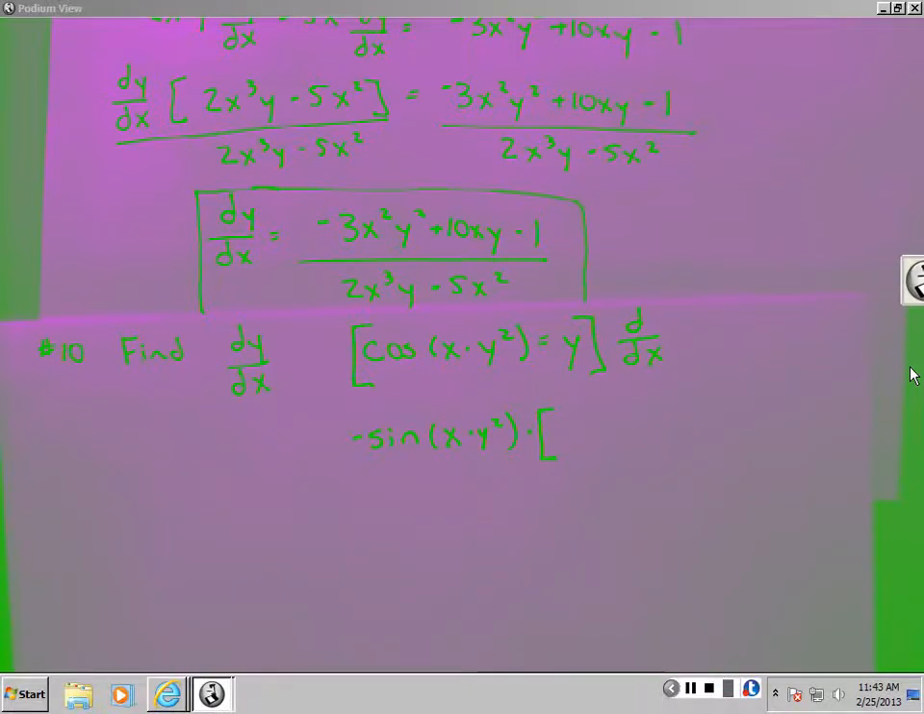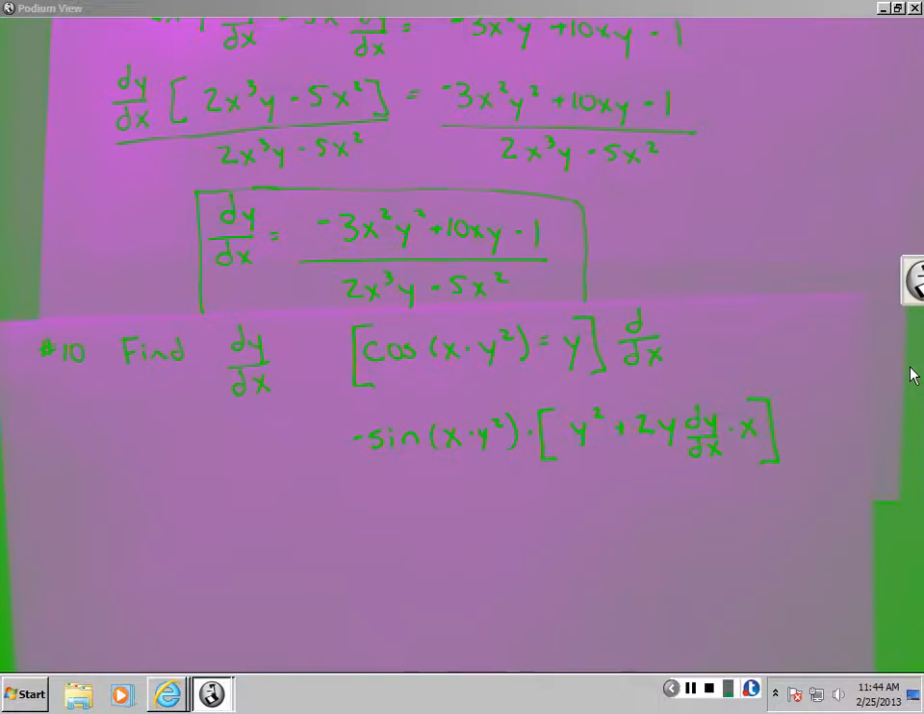Y is 2y divided. Okay, so I heard y squared plus 2y dy dx. What am I missing? Dx, right? So the derivative of the outside evaluated at the inside times the derivative of the inside, right?